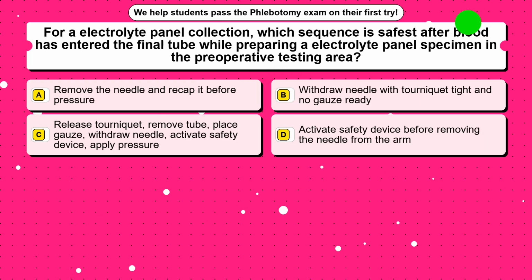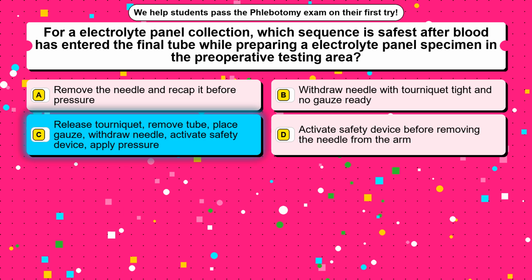Question 61. For an electrolyte panel collection, which sequence is safest after blood has entered the final tube while preparing an electrolyte panel specimen in the preoperative testing area? Option A. Remove the needle and recap it before pressure. Option B. Withdraw needle with tourniquet tight and no gauze ready. Option C. Release tourniquet, remove tube, place gauze, withdraw needle, activate safety device, apply pressure. Option D. Activate safety device before removing the needle from the arm.